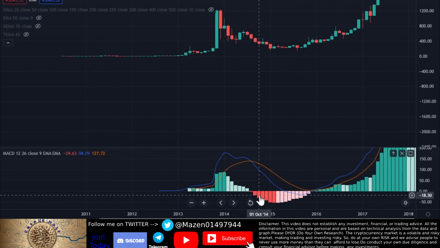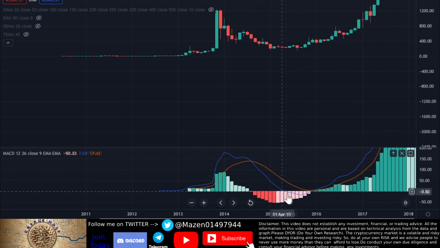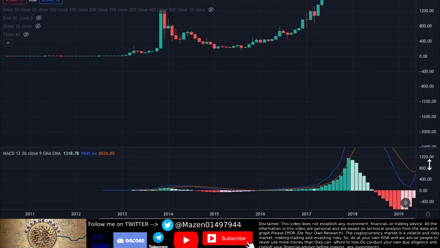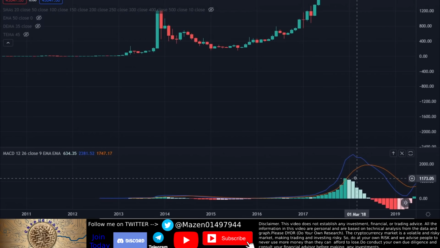And yeah, you have your bear market, which is this red histogram. And you can see when you started to print those red histogram bars, which are smaller in size, your lines started to curve bullishly, and then you started to have your basic rally to the 2017 all-time high. And again, 2017 all-time high, same thing happened again.